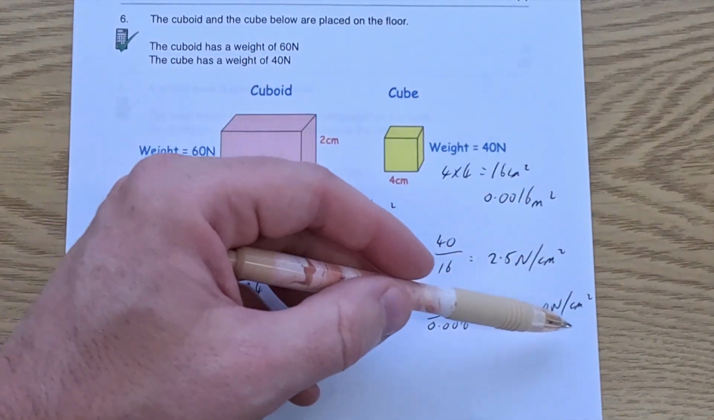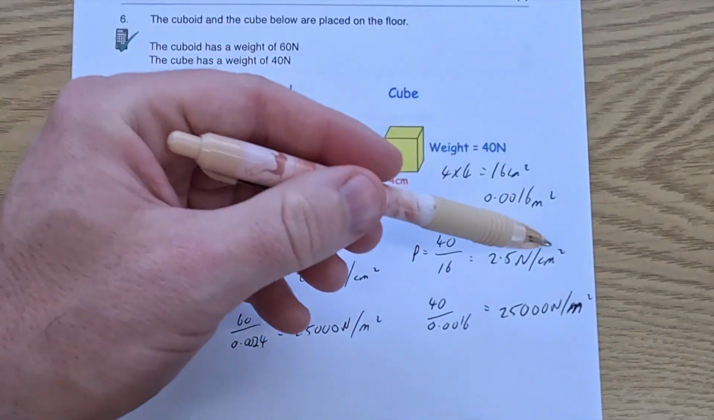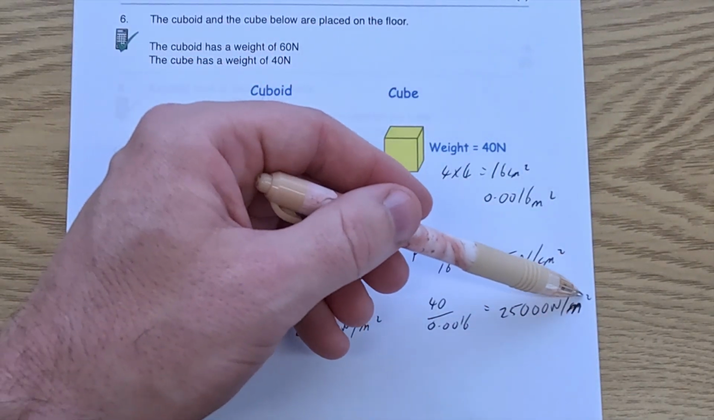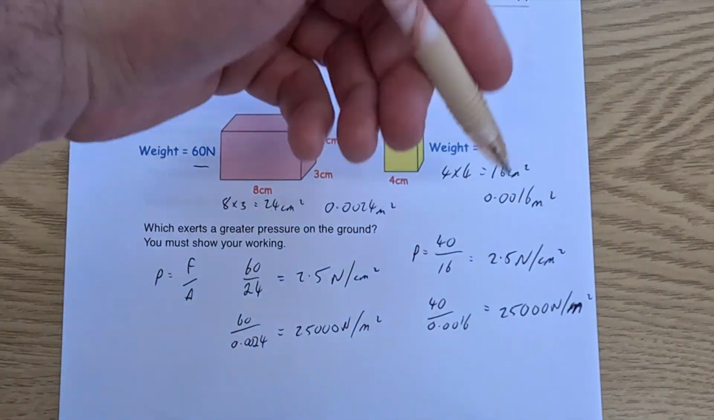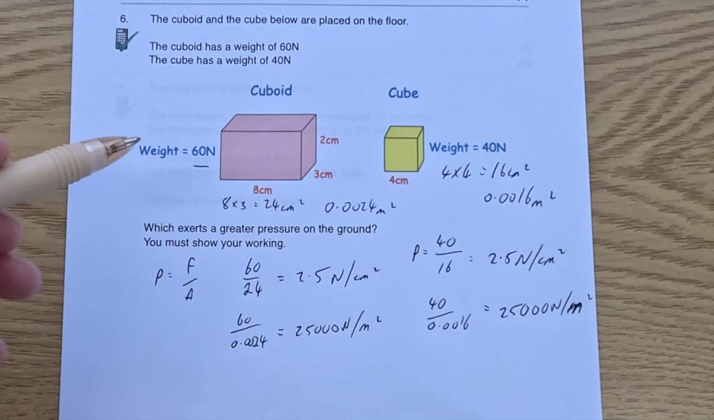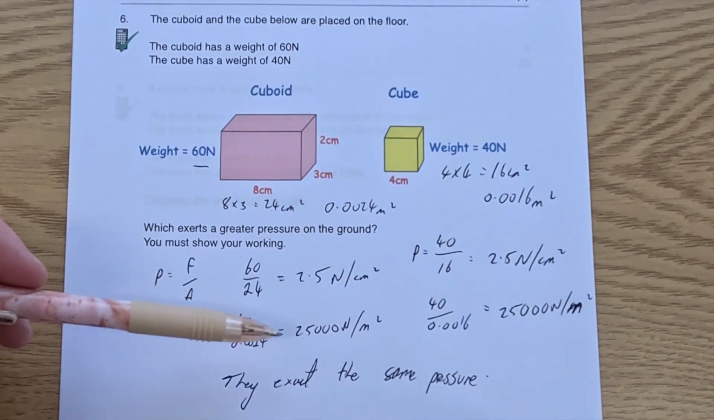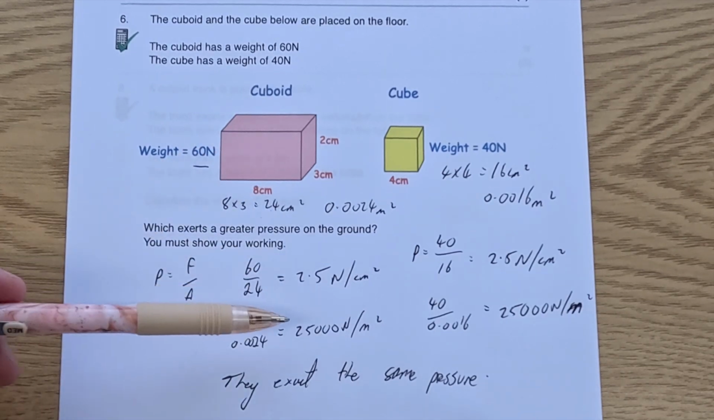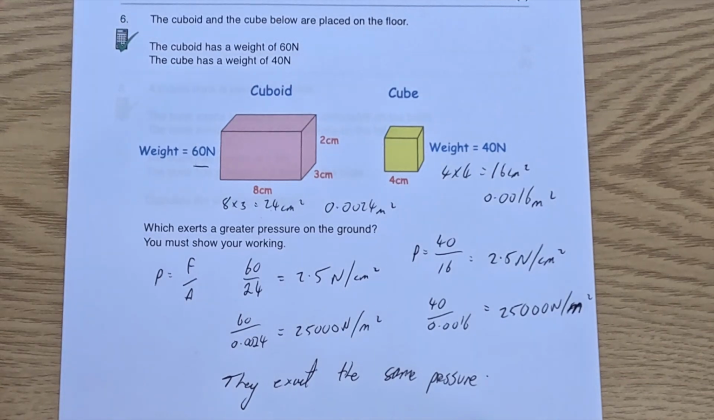This one's obviously much bigger because this time we're dealing with meters squared. And so here, for every single meter squared, the force is 25,000 newtons. And obviously a meter squared is much bigger, it's 10,000 times bigger, so that's why the answer is 10,000 times bigger. Now the question says which one exerts a greater pressure on the ground? And the answer is they exert the same pressure. The cuboid exerts a pressure of 25,000 newtons per meter squared, and so does the cube, and that's it.